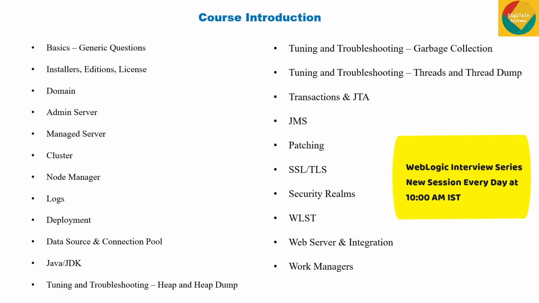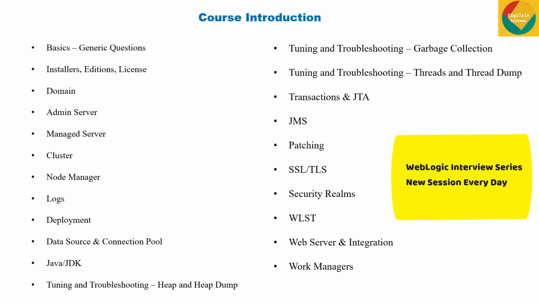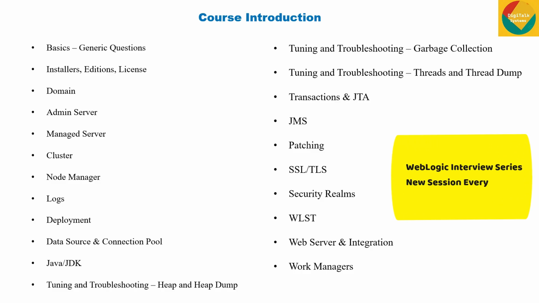Then we will cover the SSL and TLS part. What is SSL, how does it work, what is the difference between SSL and TLS, how do we configure it in the WebLogic server, what are the different kinds of key stores, and what are the different kinds of certificates, we are going to cover in detail. Then we'll cover the security realms, which are specifically related to users and groups, permissions, and roles.